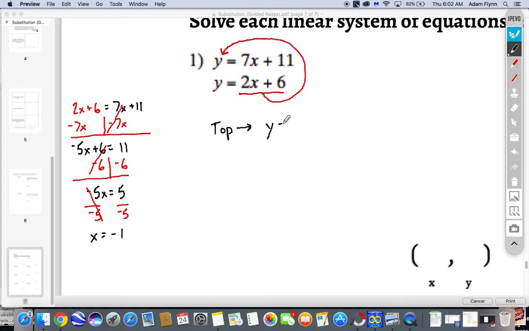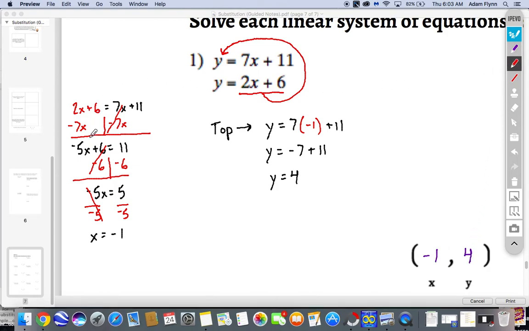So I've got y equals 7. Instead of x, I now have negative 1 plus 11. Keep simplifying, I get y equals 7 times negative 1, which is negative 7, plus 11. And negative 7 plus 11 is going to be positive 4. So the solution to this system of equations is going to be the point negative 1, positive 4.